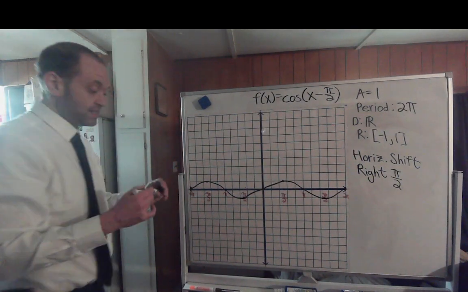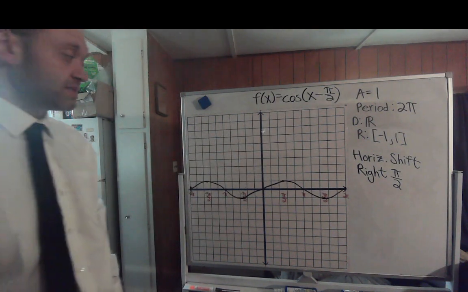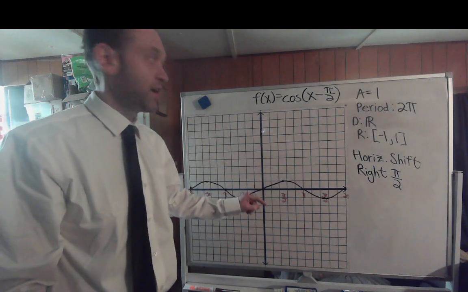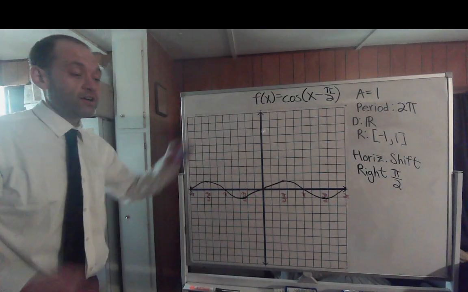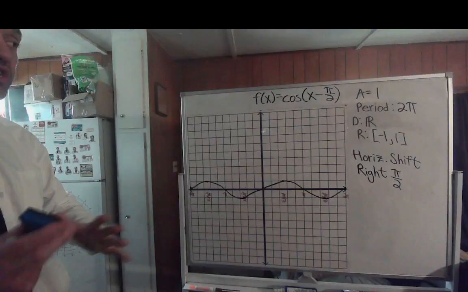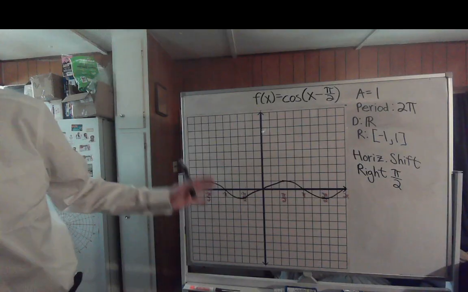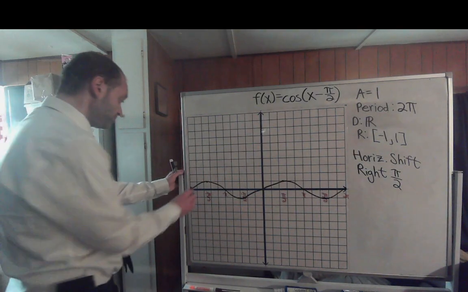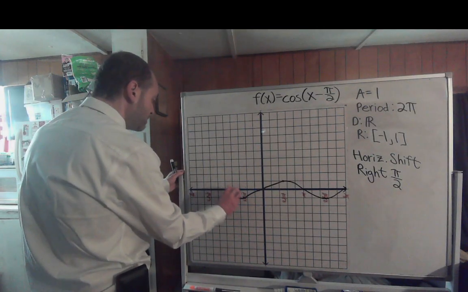So yes, this is technically the graph of cosine of x minus pi over 2, but this looks very much like just the graph of f of x equals sine of x. So very interesting how these horizontal shifts can make the graph look like the other function. I got 2 more graphs for today, then we're done with the lesson.